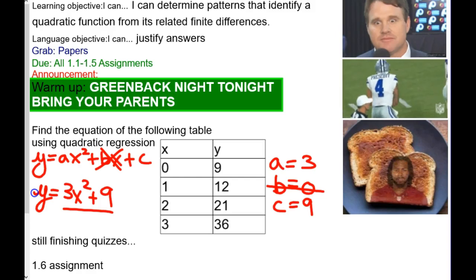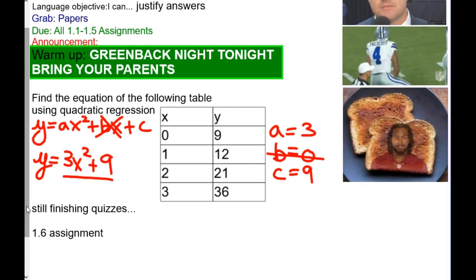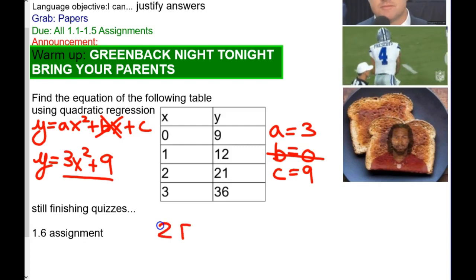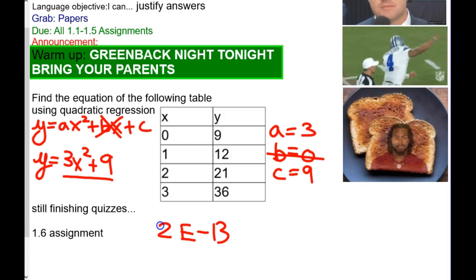Now, real quick. Here's something that you're going to run into on your assignment, okay? Sometimes the calculator is whack. Well, here's what I mean, okay? Sometimes the calculator will give you this number, 2e negative 13. Now, what do you think that means? So, real quick. e means times 10 to the power of, and then negative 13.